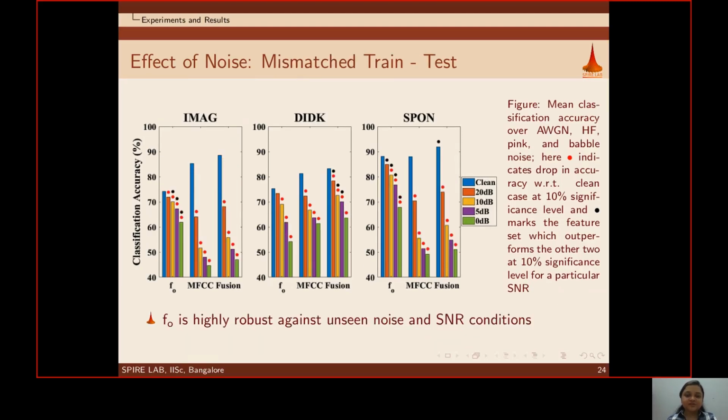Lastly, coming to the mismatched case, plots show that fusion outperforms the individual features only in DIDK, and that too except the 0 dB case. For image and spawn, F0 achieves the best performance in most SNRs. The reason behind the poor performance of fusion in these two tasks might be that the performance of MFCC is getting severely affected by noise during these two tasks. Also, significant drops in accuracy with respect to the clean conditions are observed at lower SNR for F0 than MFCC and fusion in 2 out of the 3 tasks, DIDK and spawn. Since this is the mismatched case, these observations indicate that F0 is highly robust against unseen noise and SNR conditions.